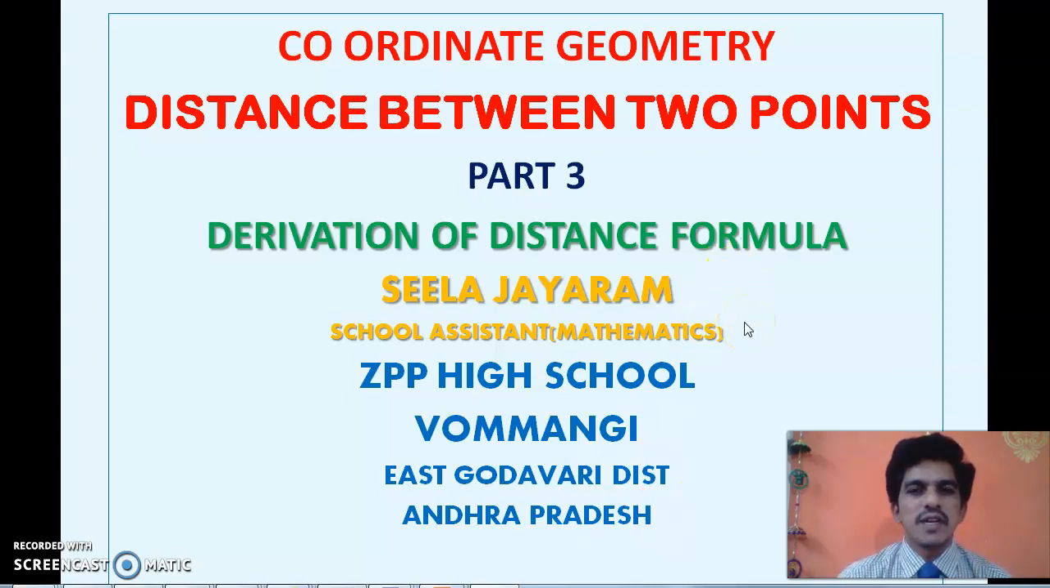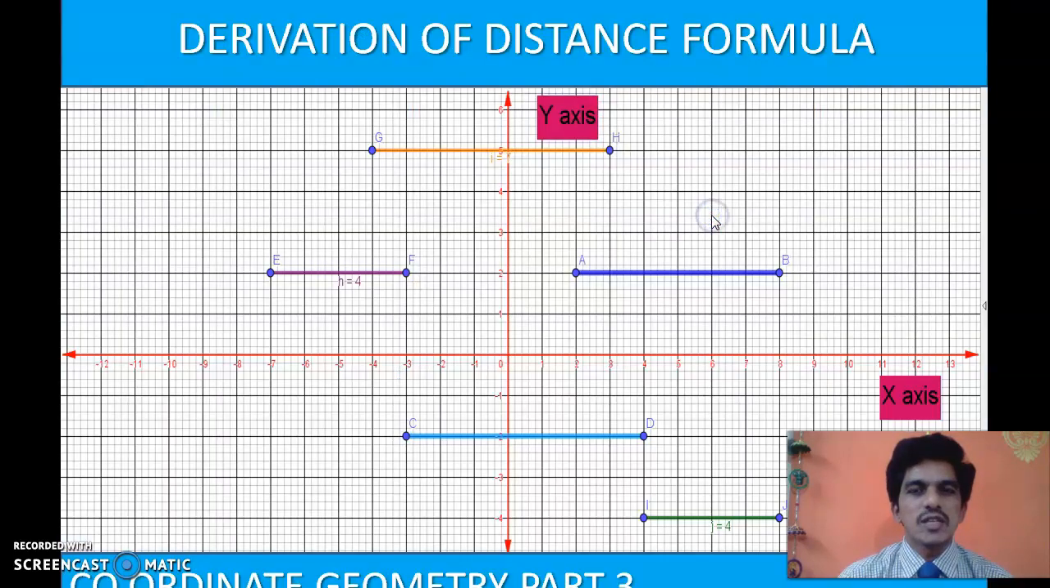In part 1, we have learned how to find the distance between two points which are either on the x-axis or on any line parallel to the x-axis. And in part 2, we have learned how to find the distance between two points which are on either the y-axis or any line parallel to the y-axis. So let us recollect the concept once again.